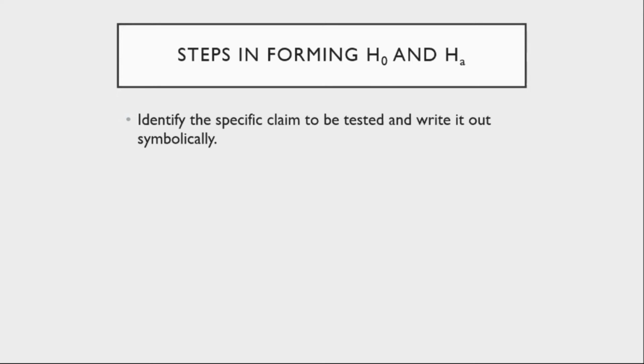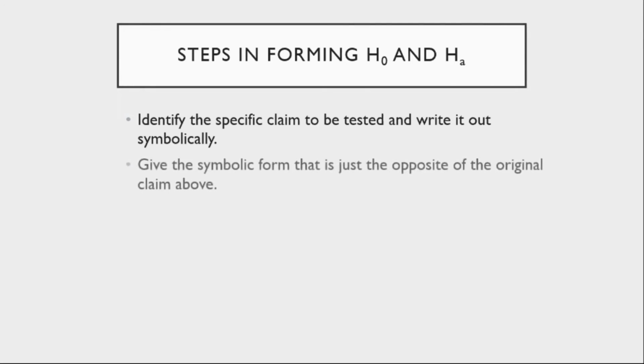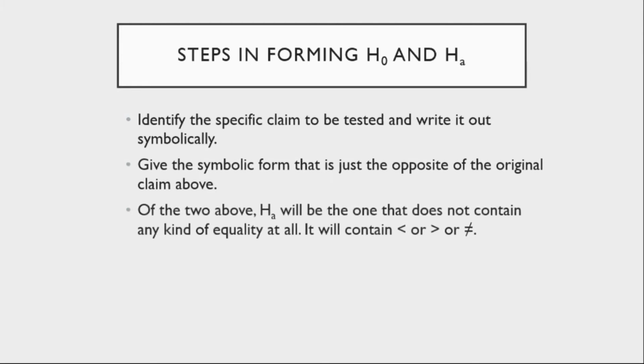So to figure out which one's which, we need to identify the specific claim being tested and then convert that, right? Write it out symbolically so that we can use it in our formulas. So we give the symbolic form that is just the opposite of the original claim above to figure out what our alternative hypothesis is going to be.